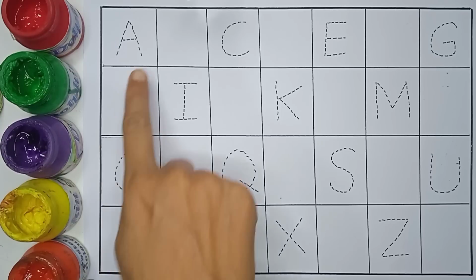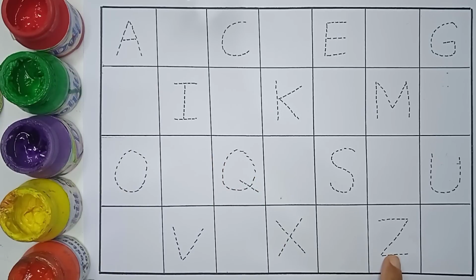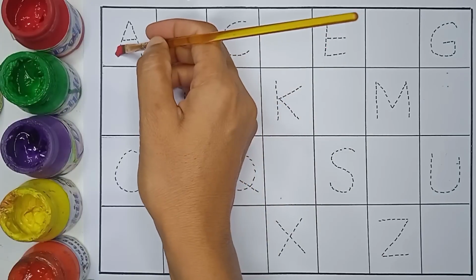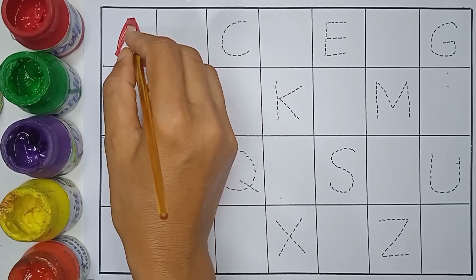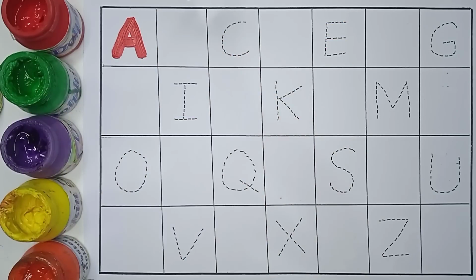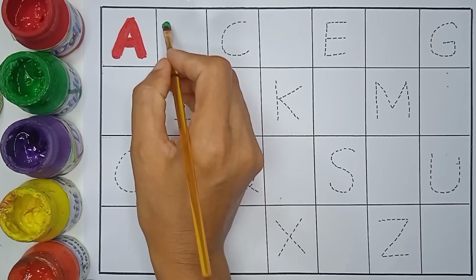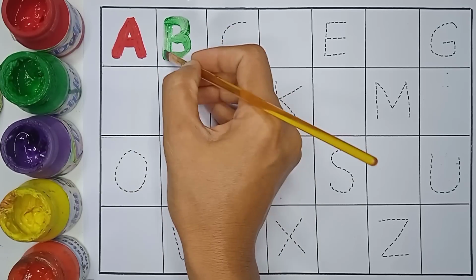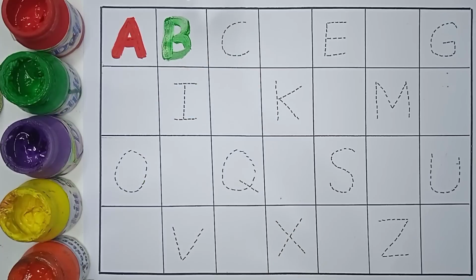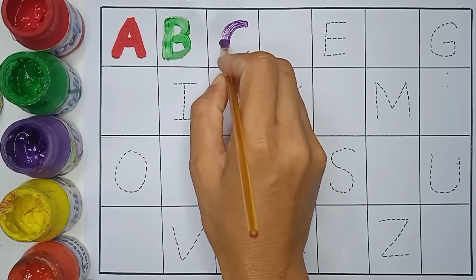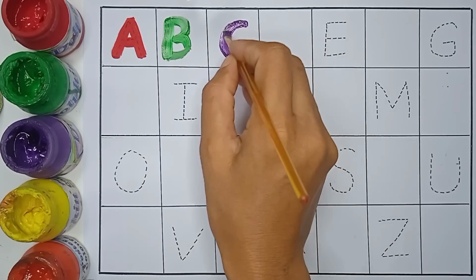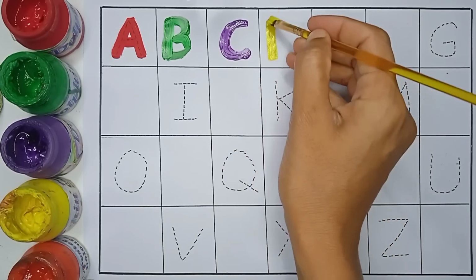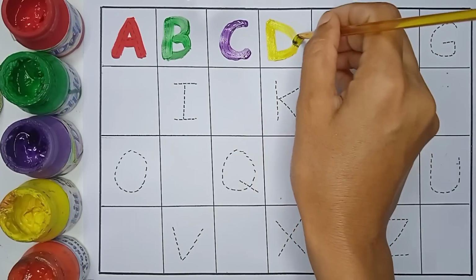Now we are writing ABC, A to Z. A. A for apple. B. B for butterfly. C. C for chocolate. D. D for doctor.